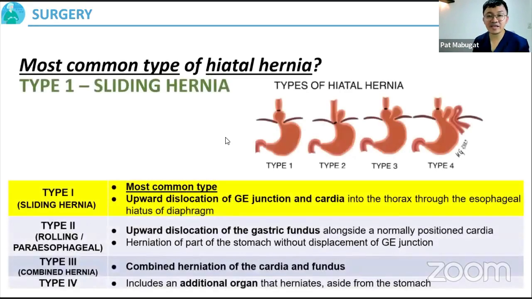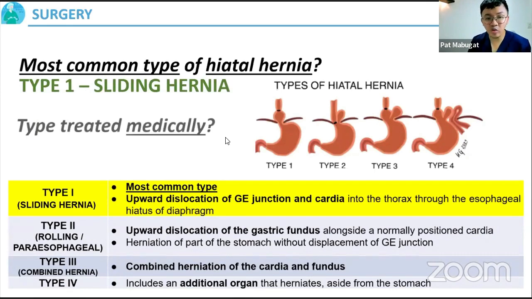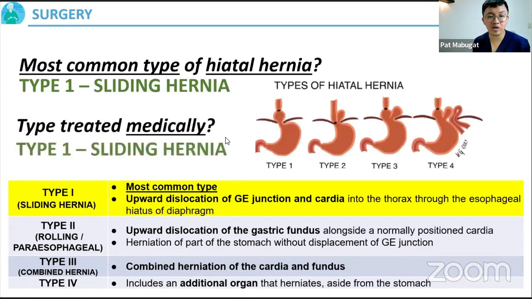The most common type of hiatal hernia is your type 1, the sliding hernia. Type 1 is the most common type, and it's also the one that is treated medically. So in type 1, you have a hernia defect here. It's sliding, it just goes up and down, up and down. The GE junction, the cardia, goes up and down.